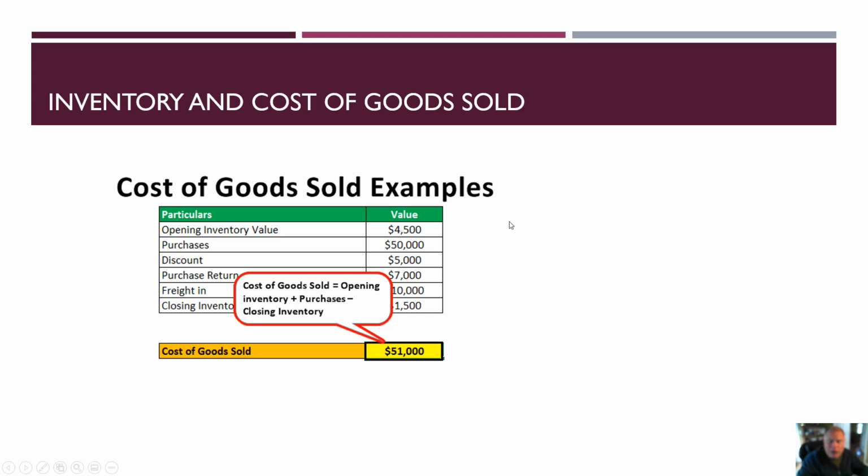So if you're looking at how cost of goods sold works, you're starting with opening inventory, you're adding in purchases, discount, purchase returns, freight, less closing inventory gives us the cost of goods sold. So each one of these steps has different implications around it.